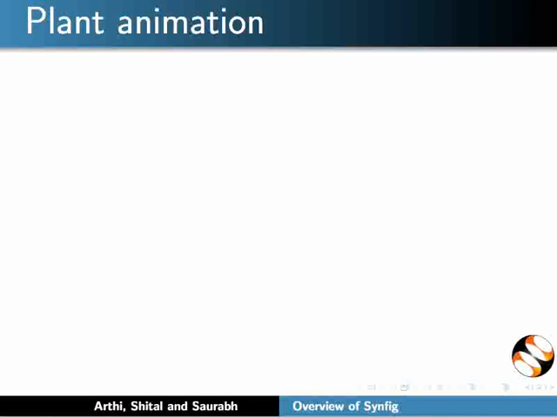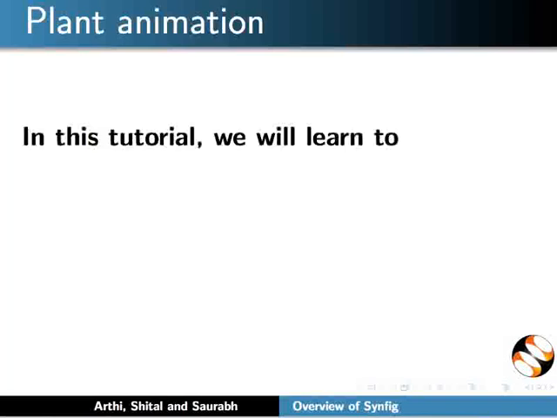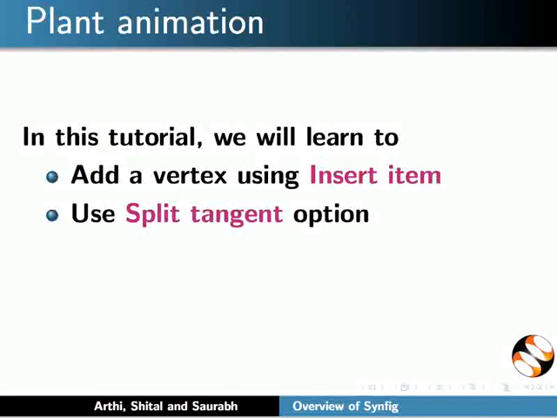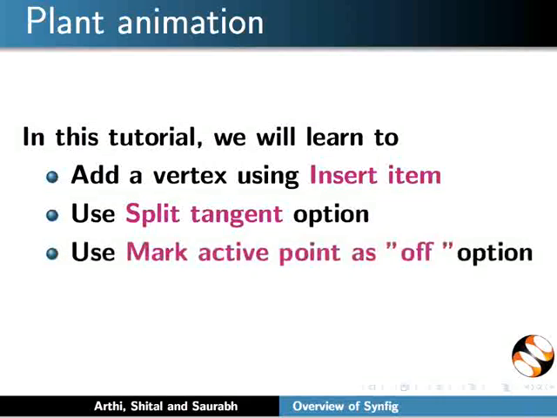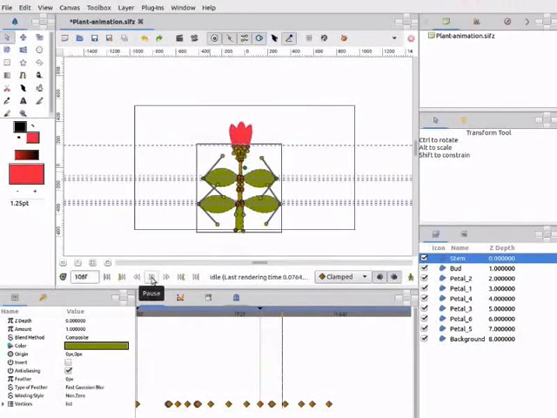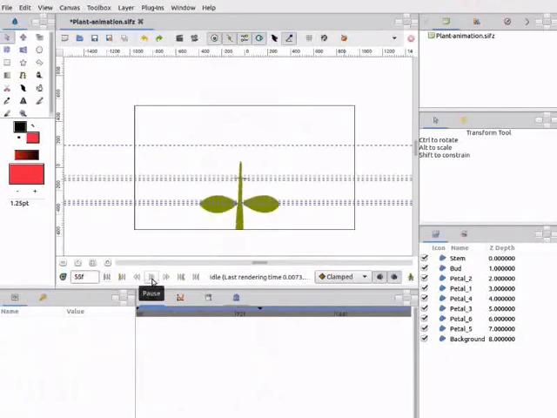The next tutorial is Plant Animation. Here we will learn to add a vertex using Insert Item, use Split Tangent option, use Mark Active Point as Off option, animate the shapes. Here's a glimpse of the tutorial. Click on Seek to begin at the bottom of the canvas. Play the animation by clicking play icon.